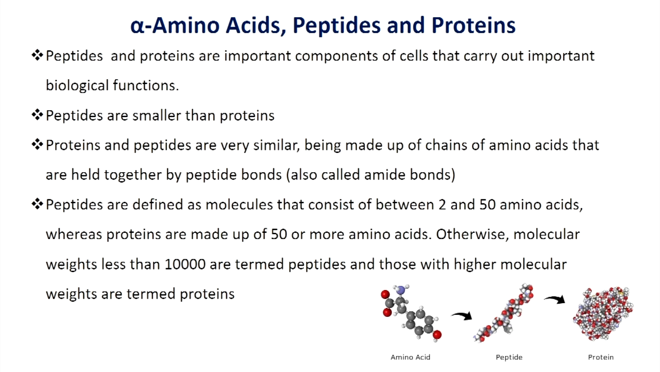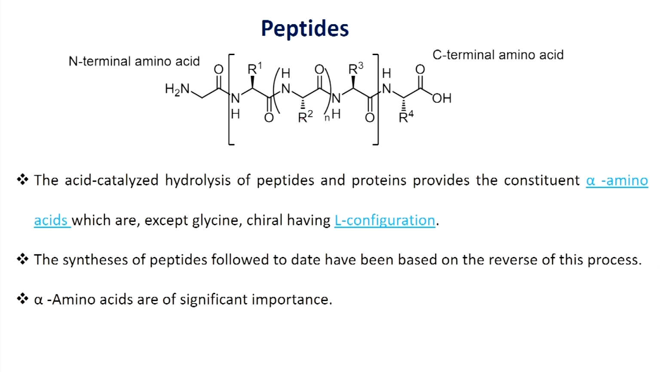All of you know very well, peptides and proteins are important components of cells that carry out important biological functions. Peptides are smaller than proteins. Proteins and peptides are very similar, being made up of chains of amino acids held together by peptide bonds. Here the structure of a peptide is shown, and you can see the amide bond between the carboxylic acid and amino group of the amino acids. This is called the C-terminal amino acid, and this is the N-terminal amino acid.